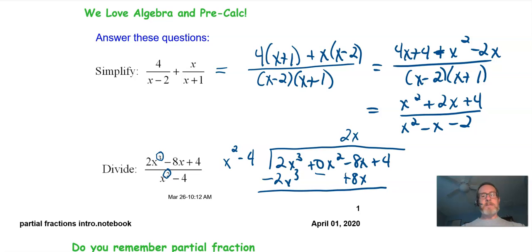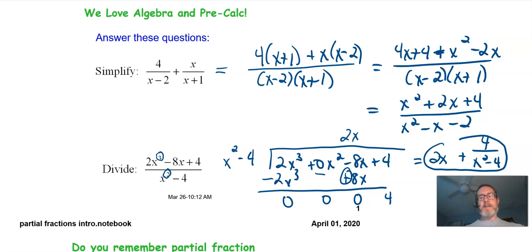Subtract. 0, 0, 0, and then we're left with a 4 at the end. So in the end, when we do the division, we're left with 2x plus 4 over x squared minus 4. So kind of think of that as a mixed number, if you will, for rational expressions.